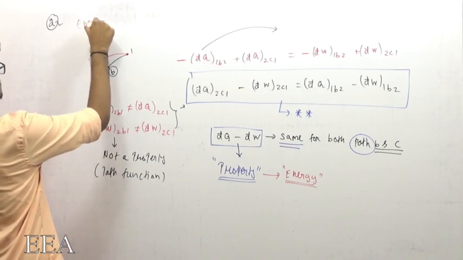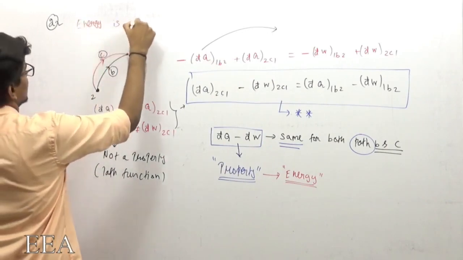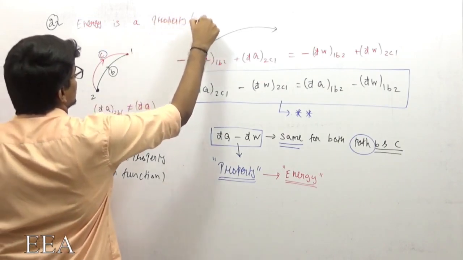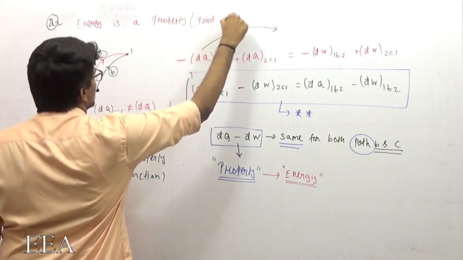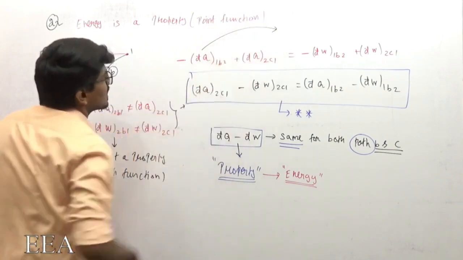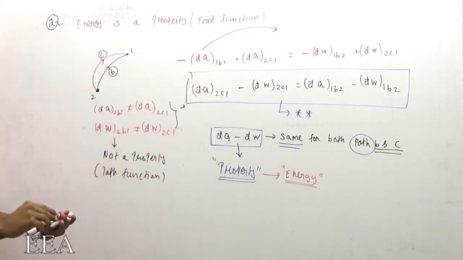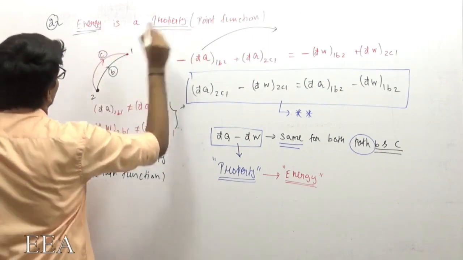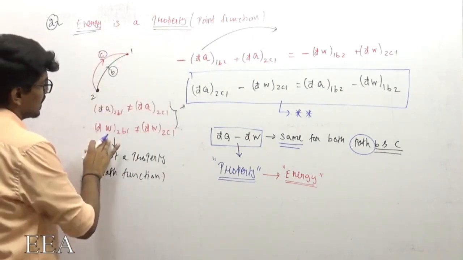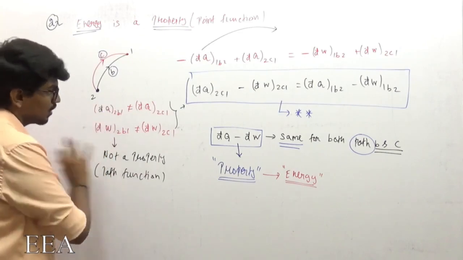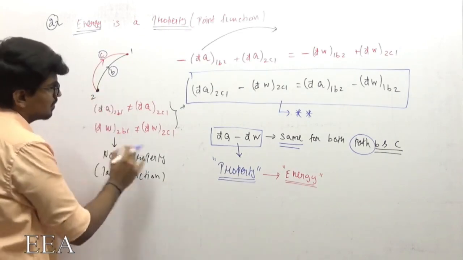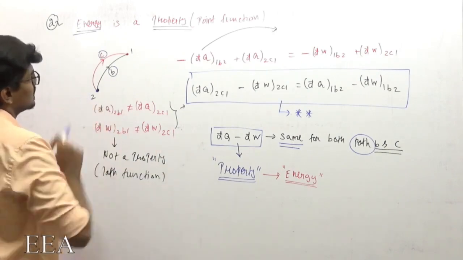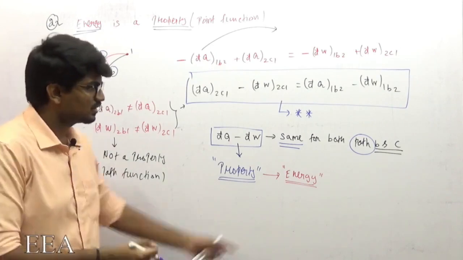Energy is a property. In bracket you can write it is a point function, and we already know property means it has to be a point function and an exact differential. So energy is a property. Heat transfer and work transfer individually are not properties, but the difference of them is a property, and that is what I am going to call energy. That energy is a property. To be more precise, it is the stored form of energy.